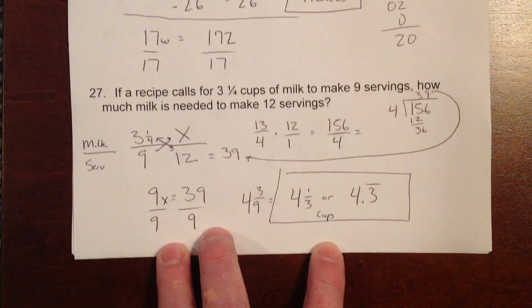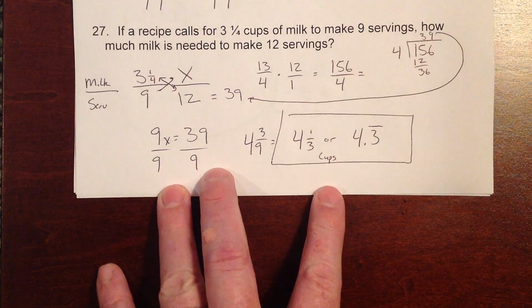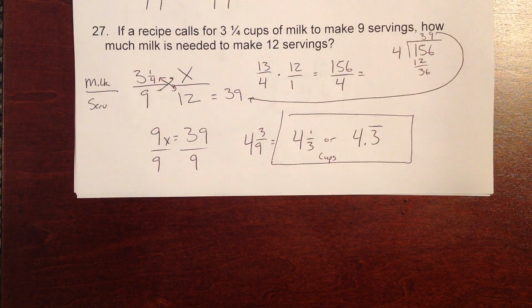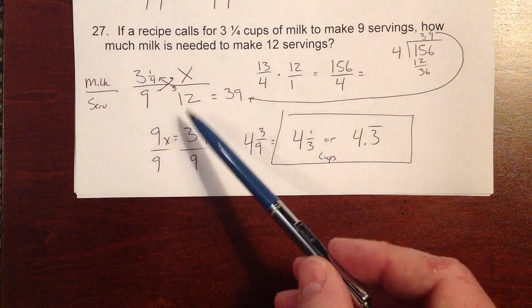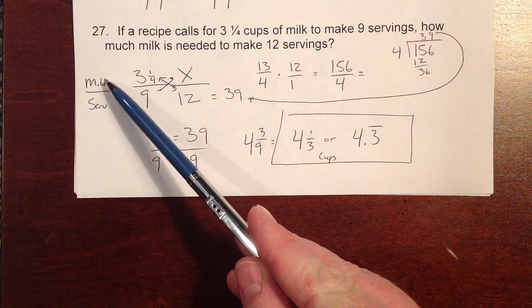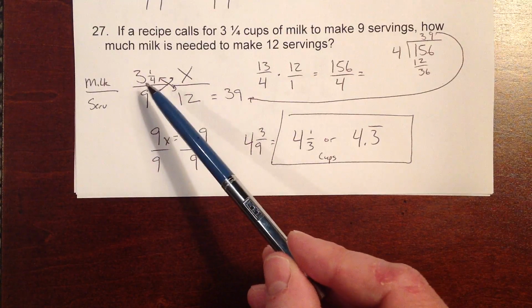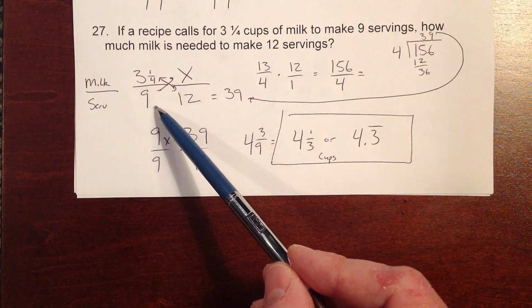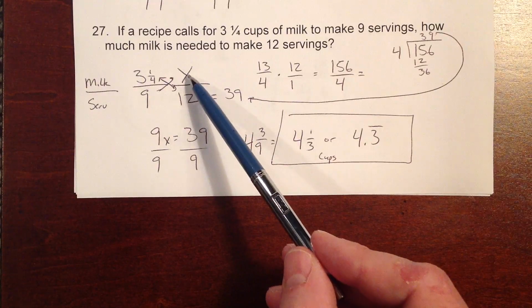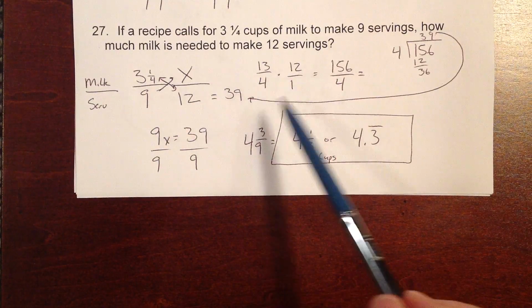We're going to simply set this one up, number 27, as a proportion. And make sure you label them like I've always taught you. The milk, we'll put the milk on first. It doesn't matter to me which one you put on first, but 3 1/4 cups of milk over 9 servings, X cups of milk over 12. We would simply cross multiply.